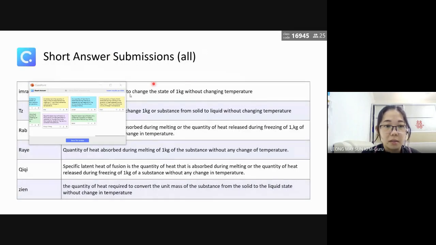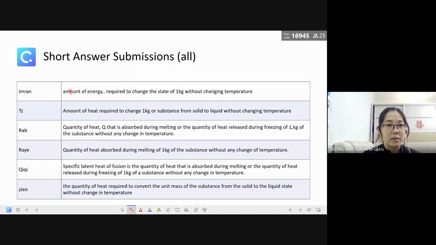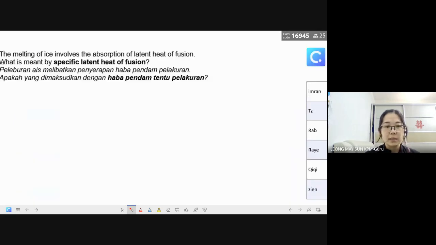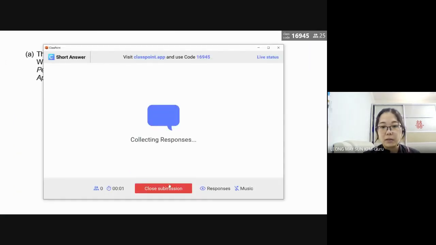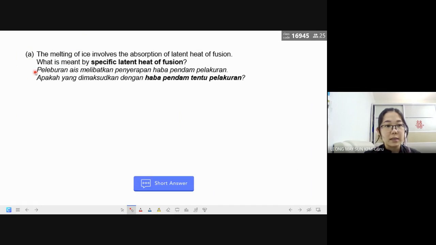And I have inserted all the answers as for review cases. All right, so over here, the question asks, what is meant by specific latent heat of fusion? So I'm telling you the answer for my situation. This is melting of ice. It's already indicating that ice is going to become water by the absorption of the latent heat of fusion. So what is meant by specific latent heat of fusion?